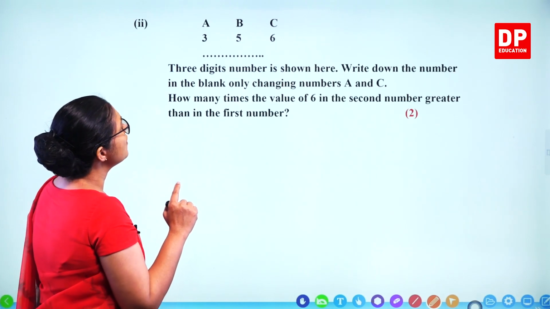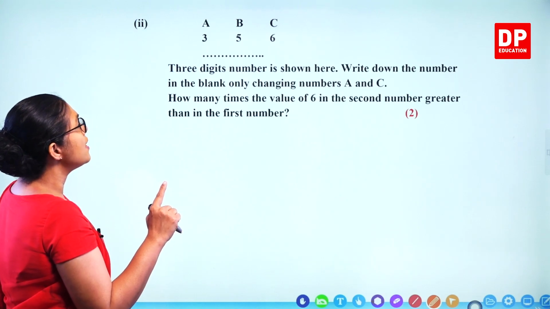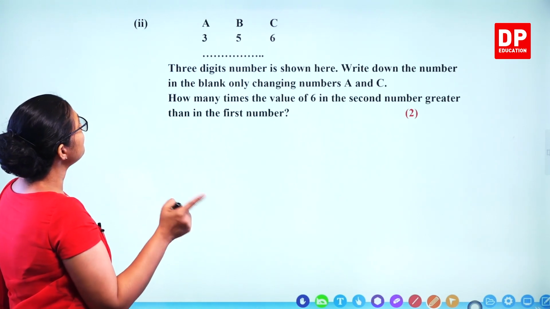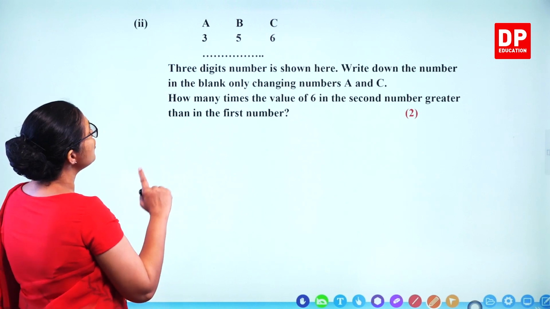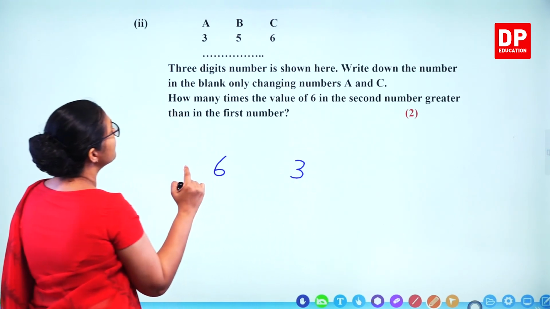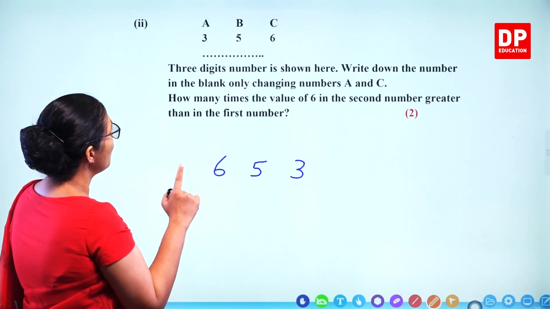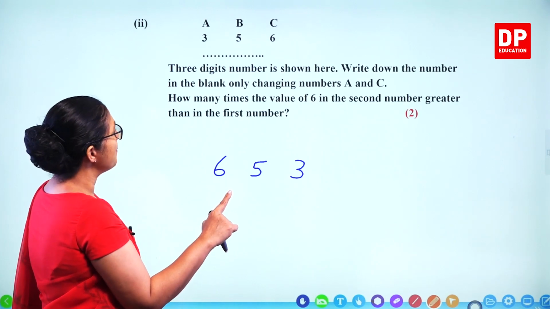Three digits number is shown here. Write down the number in the blank, only changing the numbers A and C. So change A and C. 6 comes here, 3 is there. So 5 stays the same. So that's the number, 653.